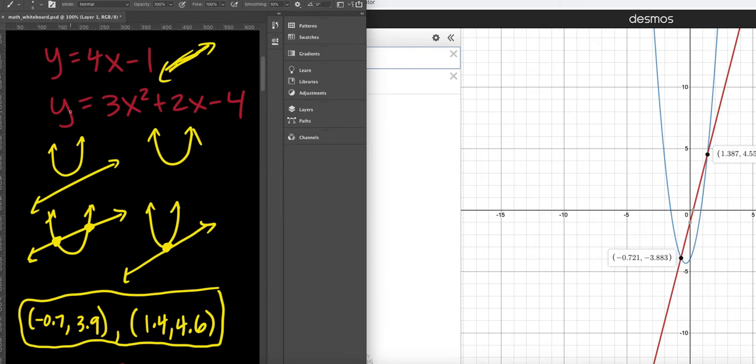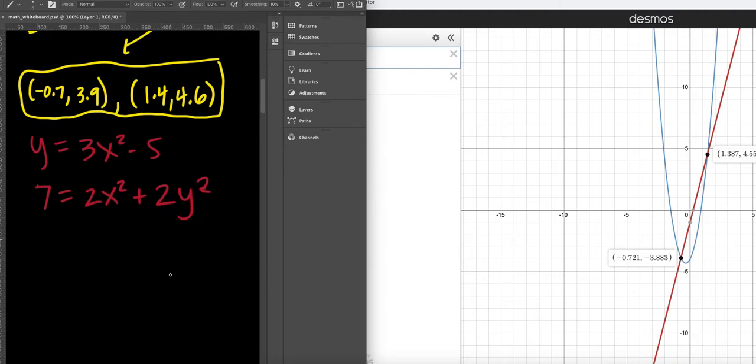So that's what a solution means. It gives us the correct answer. It's also where they cross on the graph. It's like the input, and if the input is this, this is the output. There's so many different ways you can think of it.